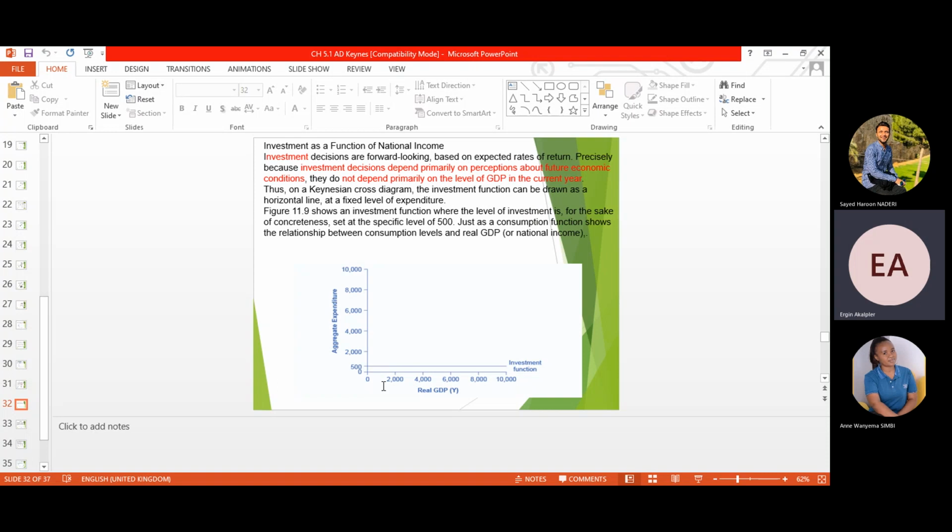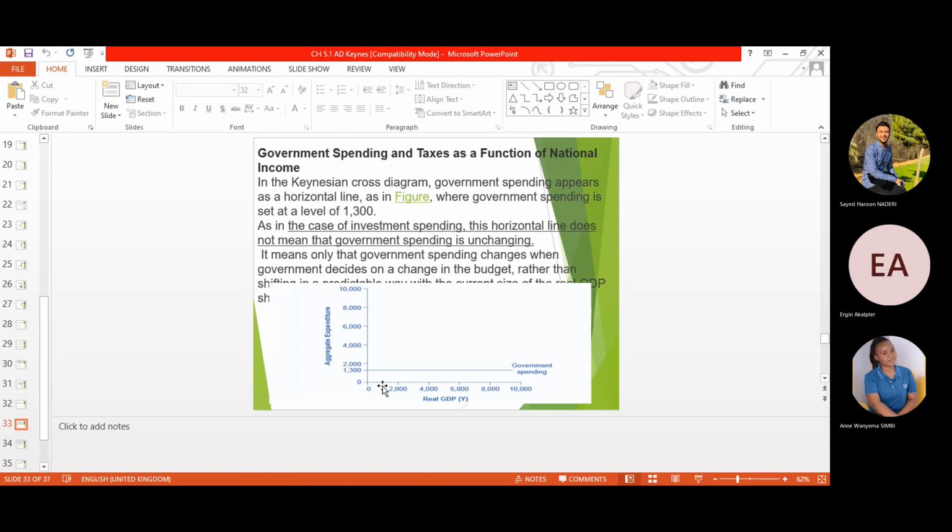Just as a consumption function shows the relationship between the consumption level and the real GDP. And as it is given on the graph here, only the investment is represented with the 500, which is supposed to be the aggregate expenditures, percentage given to the saving. And when we are coming to the governmental spending, as you see, this increases and enlarges the consumption function.